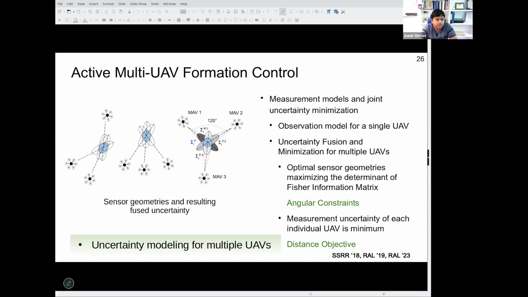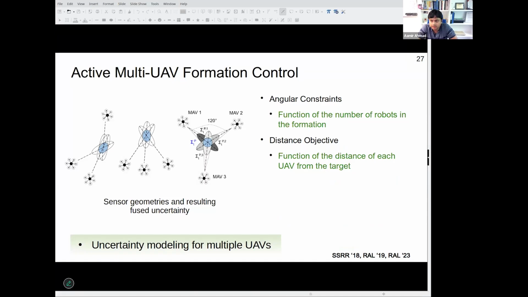With respect to the target, and the uncertainty for each of these UAVs. So the criteria boil down to the optimal geometry of the angles around the target, and also separately the uncertainty of each UAV being minimum. So both of these conditions need to be satisfied. And so the first condition translates to an angular constraint criteria, while the second one will be converted into a distance criteria to the target. And these become part of our optimization problem, as you will see in a moment.